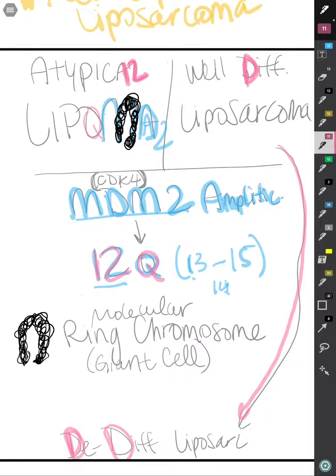And it's rare that they would recur once it's resected. On the other hand, your well-differentiated liposarcoma is commonly in the retroperitoneum, or sometimes around the spermatic cord. These are areas where, if it's in this location, you'd favor well-diff liposarcoma. And these are more likely to progress to your dedifferentiated liposarcoma.